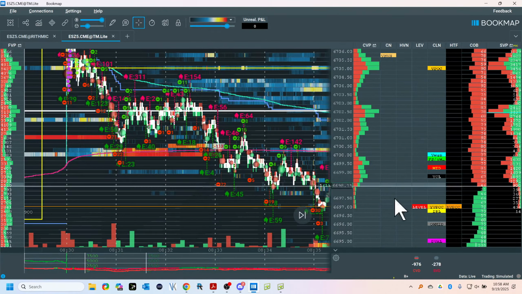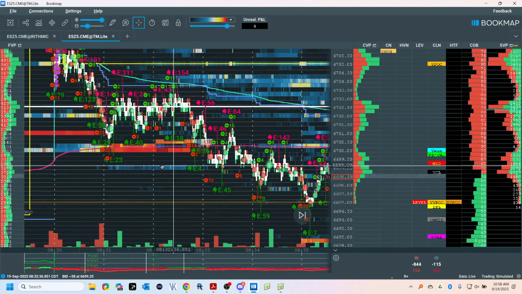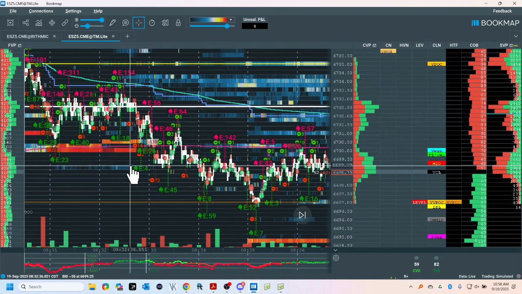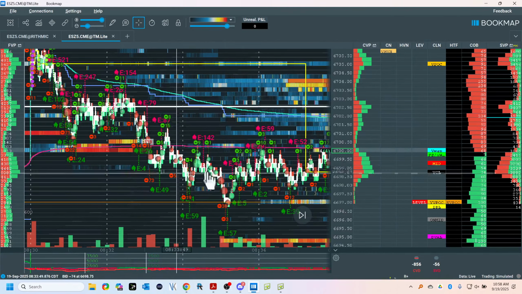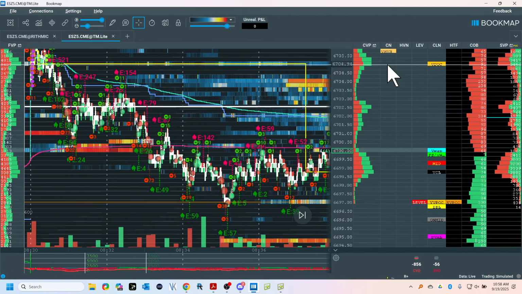So far, now I'm at my location and the teeth start to chatter because this is where I want to get long. Let's watch. VPOC migration. What does this say? Let's come back to the language of the market. Notice my process is consistent.